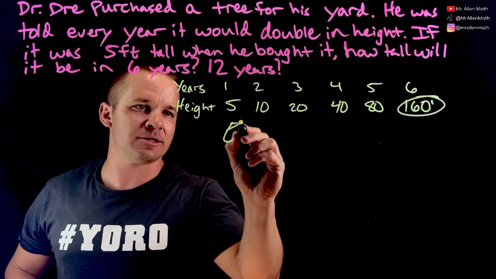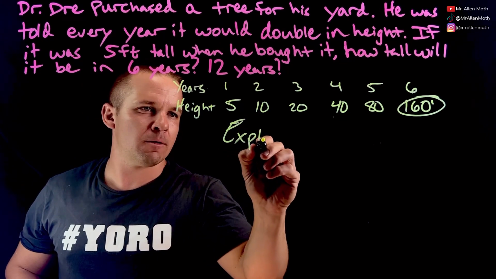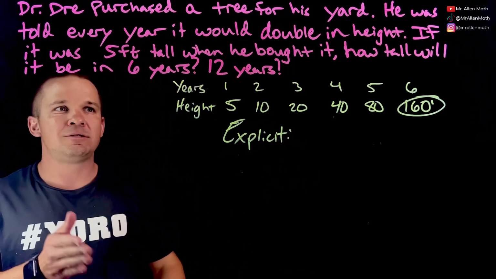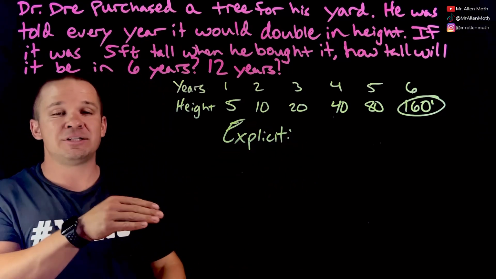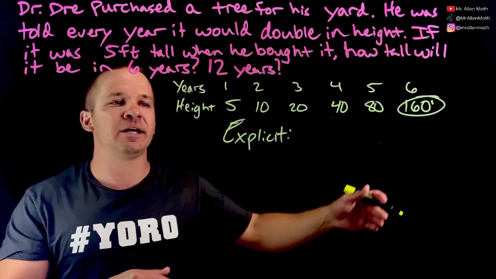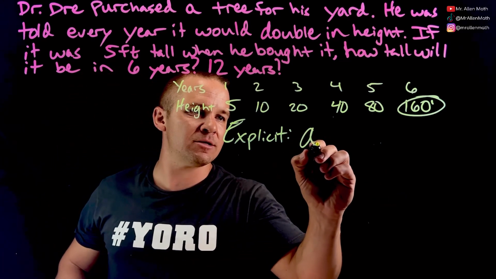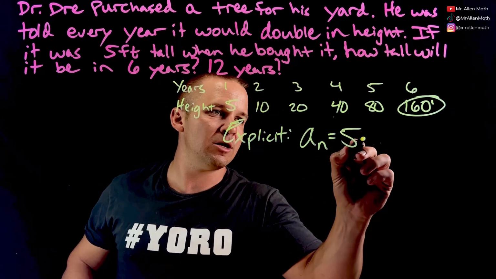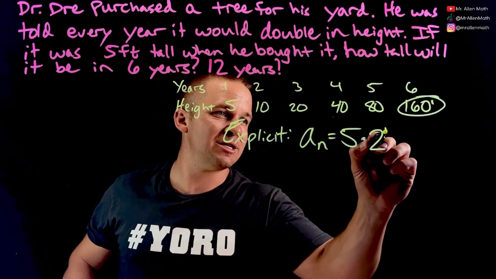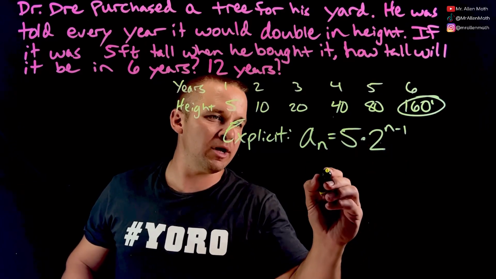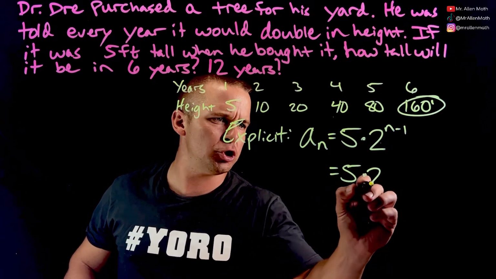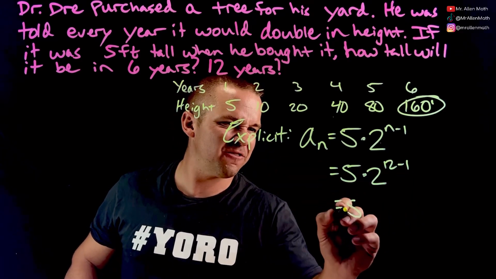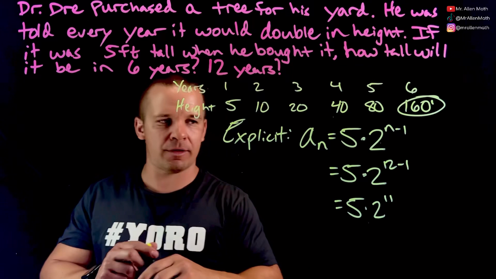So explicit. And this is a geometric sequence, isn't it? Because it's doubling, it's multiplying. It's not a common difference where we're going up by the same amount. We're doubling each amount. So I'm going to have a sub n is equal to my initial height of 5 feet, and then I'm doubling it, so times 2 to the n minus 1. So really, I'm going to be doing 5 times 2 to the, we'll do the 12th year, so 12 minus 1. So it's 5 times 2 to the 11th power.